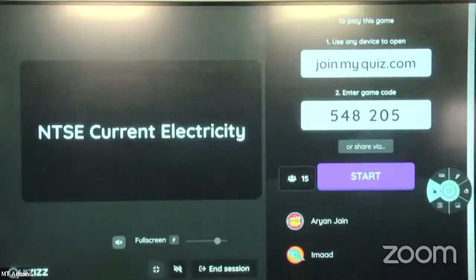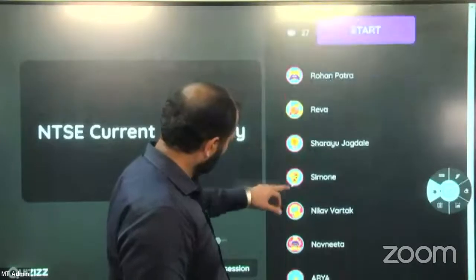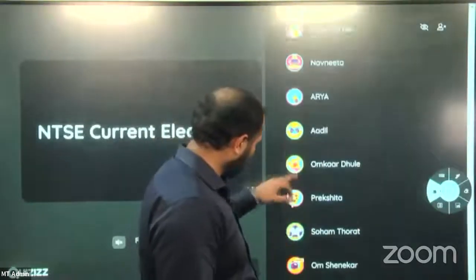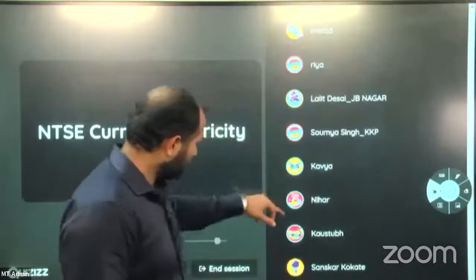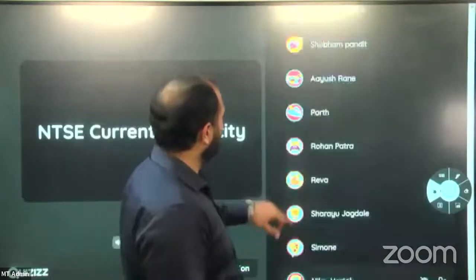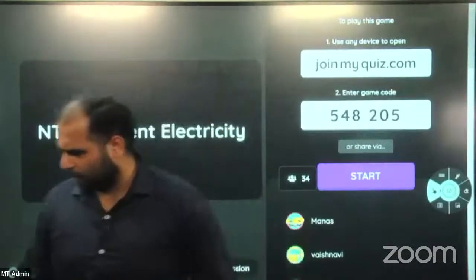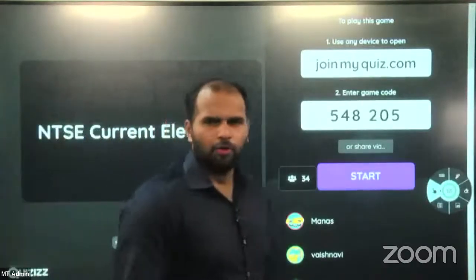I can see 13 students have joined. Other all, what you all are doing, please join the session. Who have joined? Simon, Nilav, Navneet, Rohan. Arya, Omkar, Prekshita, Om, Imad, Riya, Soumya. Oh, Soumya is from Khadakpada. Great. Arohi, Om, Ishan, Sarthak. We'll wait for some seconds. 34. Where are the other 20 kids? Come on, join fast. The real fun is in playing quizzes. I guess 34, 35 students have joined.